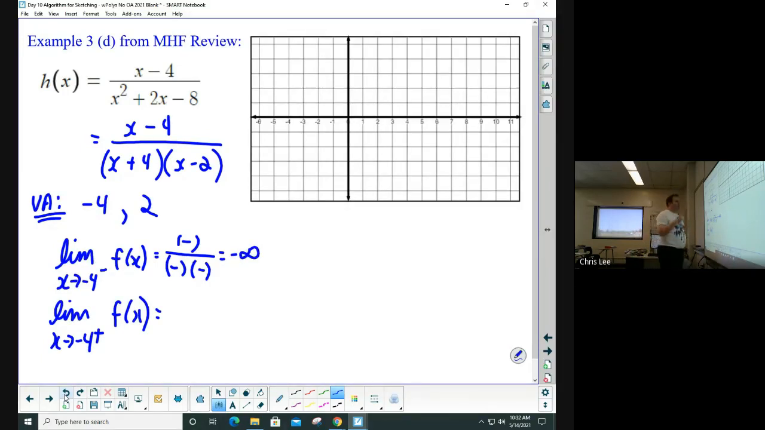Do +4 again. We're going to do -3.9. You can check the work that we did before to prove this one. -3.9 plus 4 is going to be positive, and minus, negative of negative is going to be plus.